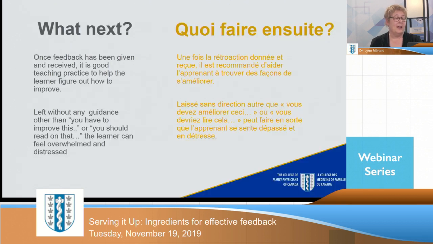So what next after feedback? Once feedback has been given and received, it is good teaching practice to help the learner figure out how to improve. If the learner is left without any guidance other than you have to improve this, or you should read on that, the learner can feel quite overwhelmed and even distressed.